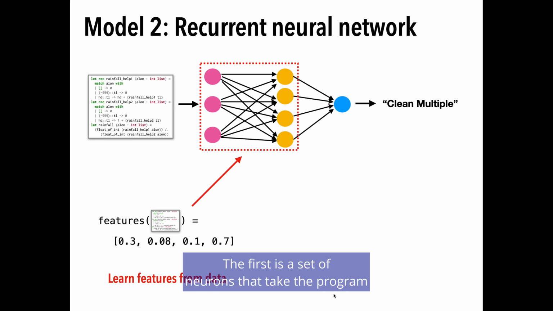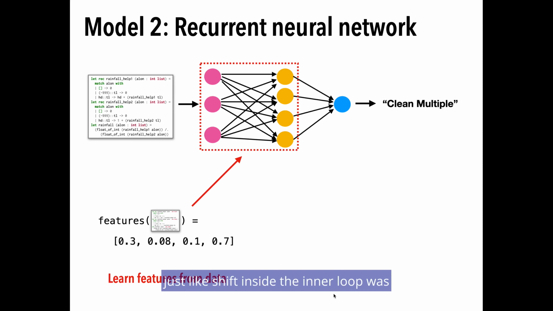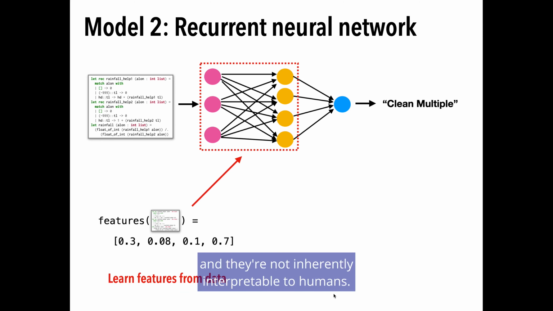The first is a set of neurons that take the program as input and turn it into a bag of numbers. This bag of numbers is really a set of features, just like shift inside the inner loop was, but we don't decide what the features are. They're learned from the data, and they're not inherently interpretable to humans.